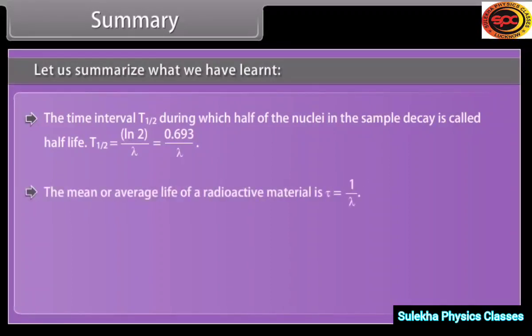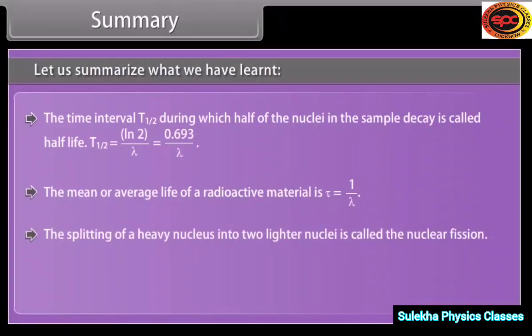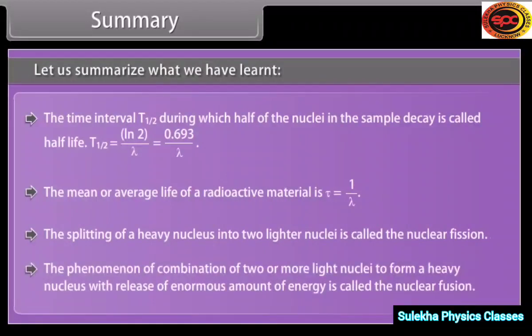The mean or average life of a radioactive material is the average time for which nuclei survive. The splitting of a heavy nucleus into two lighter nuclei is called the nuclear fission. The phenomenon of combination of two or more light nuclei to form a heavy nucleus with release of enormous amount of energy is called the nuclear fusion.